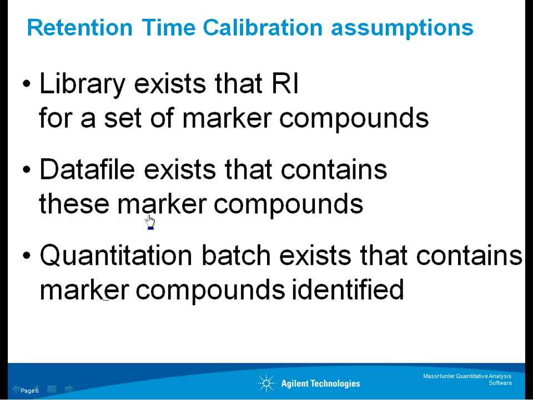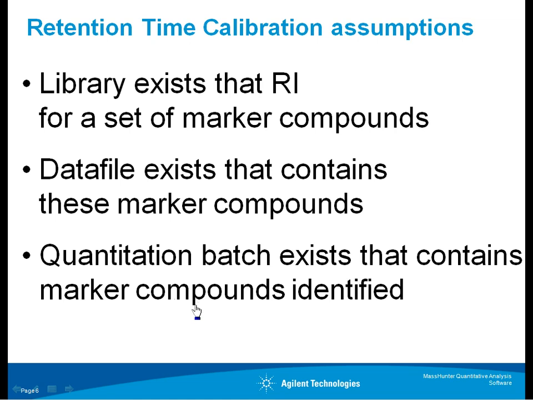So let me get to how MassHunter implements these concepts. First, there needs to be in place some assumptions. Let me go through that. First, you already have created or have purchased a library that has the compounds, including the marker compounds, and there are retention indices in that library. You have made an injection. You have a data file that exists that contains those marker compounds on your particular instrument. And last, you've taken that data file and you've created a quantitation batch that contains those marker compounds, their compound names, and you have that ready.